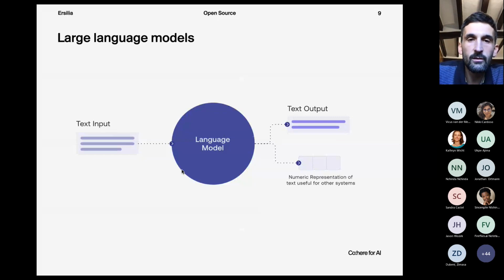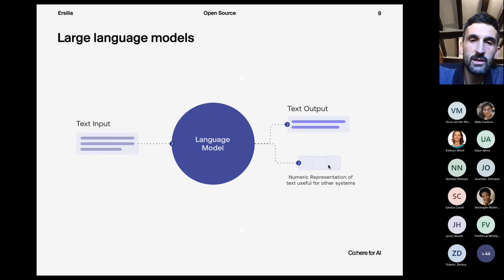We have a big model, a big language model that produces two things. One is the text output, which is what we all see in our prompt. And the second thing is a numerical representation of the text. Both things are equally important when we do research. What users usually care about is the text output because this is human readable. But what data scientists care about most of the time is this numerical representation of the text.